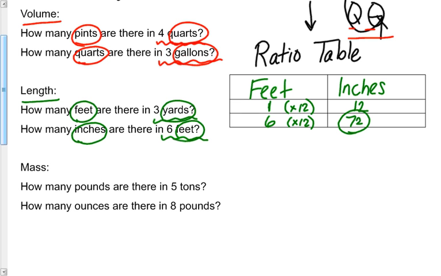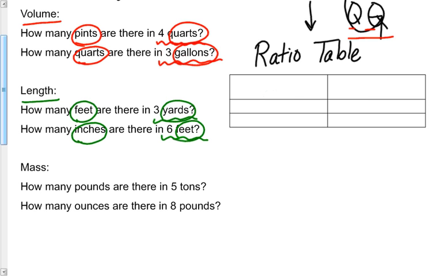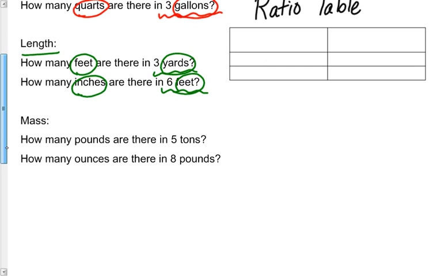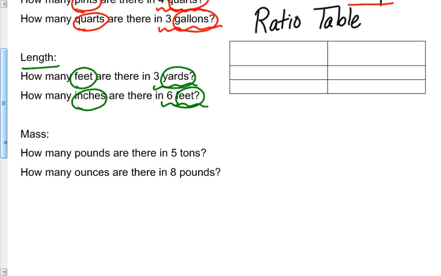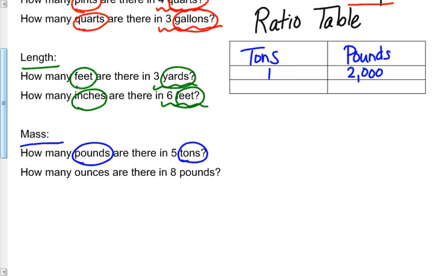We're going to try the last unit of measurement in the customary system, mass, with the ratio table. And I'm going to change my color again to show that we're moving to a new unit. How many pounds are there in 5 tons? My units, pounds and tons. I'm going to write down the larger unit first, which is tons, and then pounds. Now I write down what I know about tons and pounds. I know that 1 ton equals 2,000 pounds. So I multiply by 2,000.